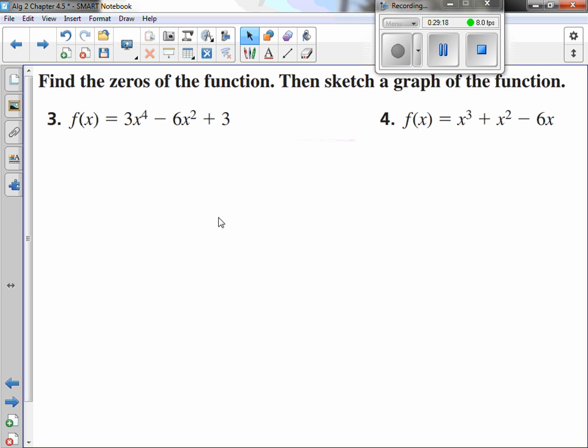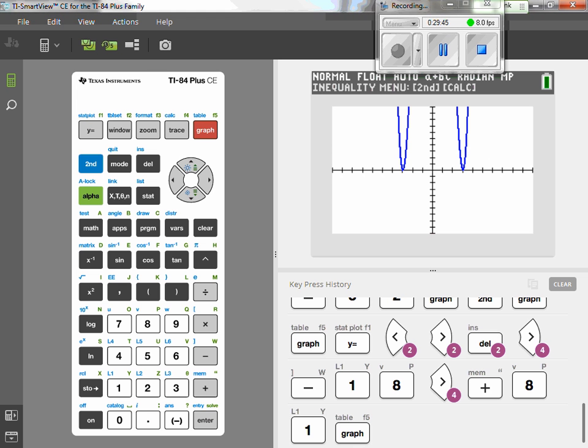I think we're good with 3. Let's look at 4. Let's try using the graph with number 4. Because I skipped 2, I feel like we're getting the hang of these here, yes? Because most of these are just typing them in. So type number 4 into the graphing calculator: x cubed plus x squared minus 6x.